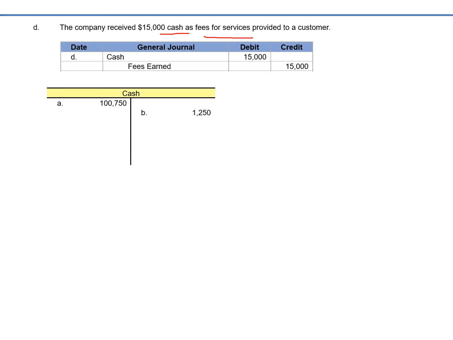We post them to the T accounts. So there's your transactions in cash from Part A and Part B. So we're going to record $15,000 cash on the debit side or the left side of the T account. We're going to record fees earned to the credit side or the right side of the T account.